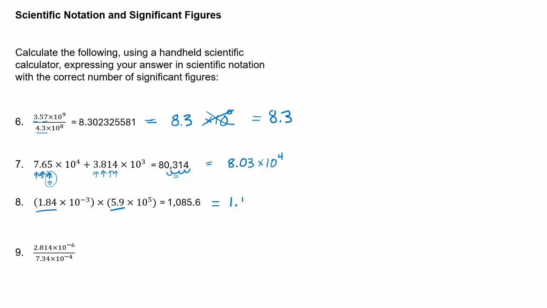So it's going to be 1.1 times 10 to the, let's see, that decimal was here. It's 1, 2, 3. So that's times 10 to the 3. 1.1 times 10 to the 3.